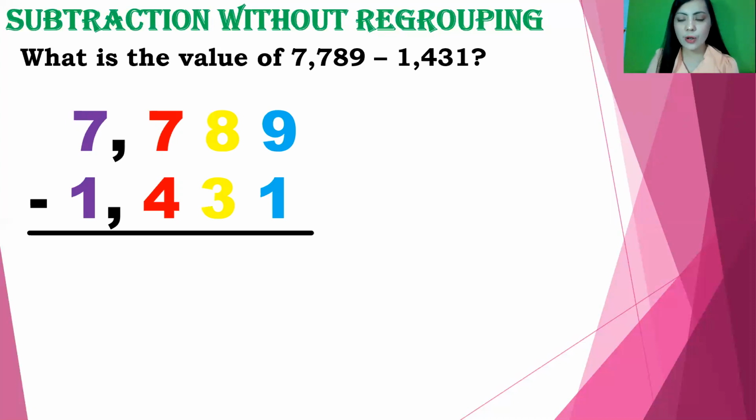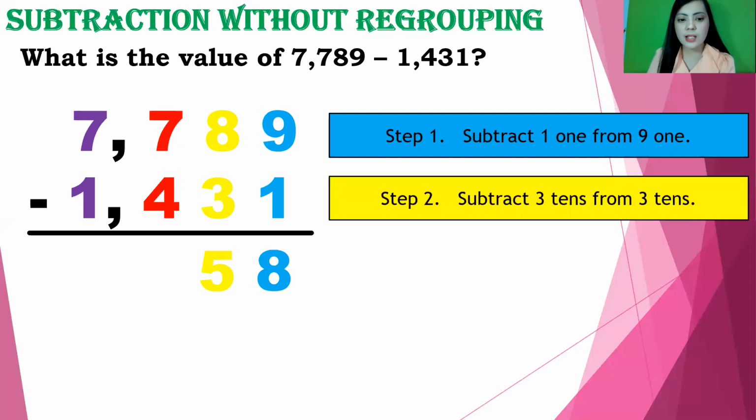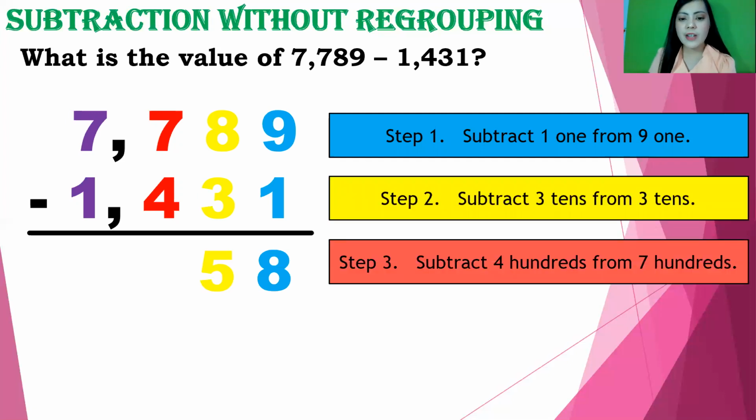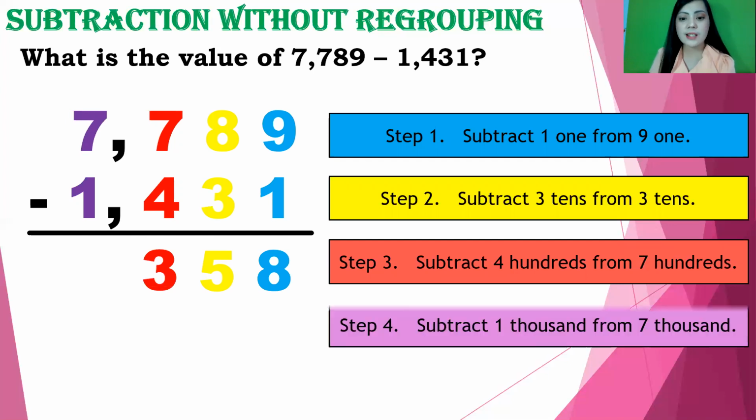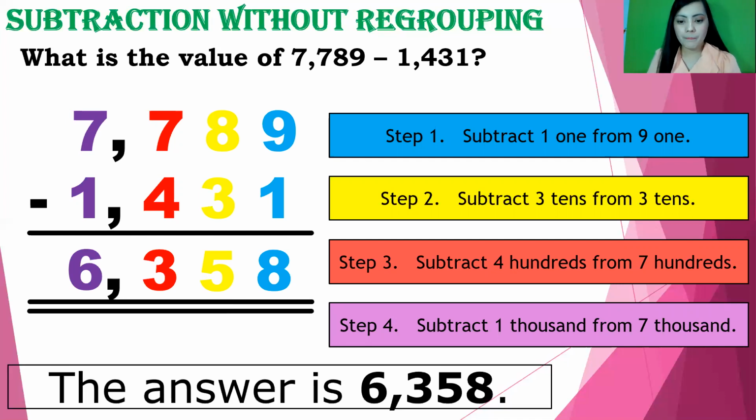All right, what is the value of 7,789 minus 1,431? The same thing you're going to do. Steps 1 to 4: 9 minus 1 is equal to 8. 8 minus 3 is equal to 5. 7 minus 4 is equal to 3. And 7 minus 1 is equal to 6. All right, so the answer is 6,358.